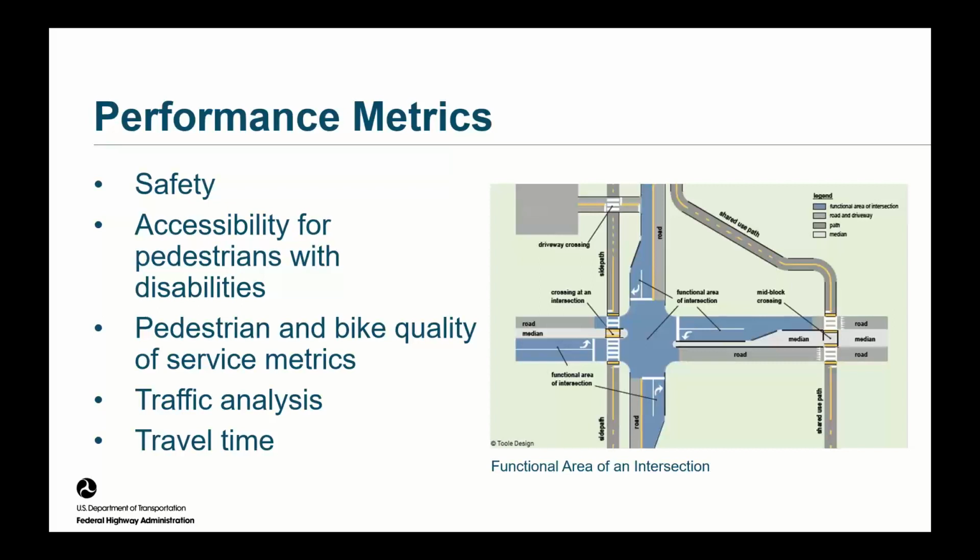The other value of thinking about travel time is that it can start to frame the conversation to include the trip time and the delay for both bicyclists and pedestrians. And so these are just a few of the performance metrics that are mentioned, but we definitely encourage you to think about your local context and to really make sure that you're considering everyone in those performance metrics, not just motor vehicle delay or capacity. If you'll go to the next slide for me.